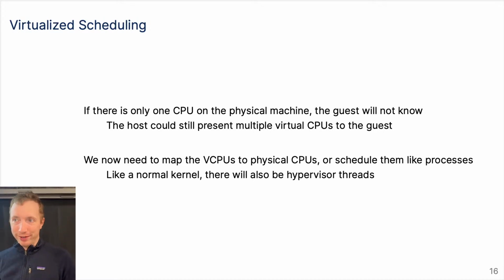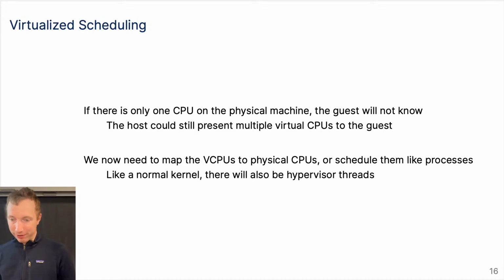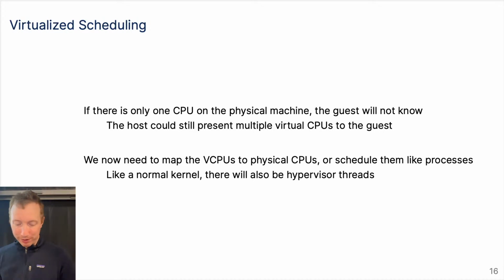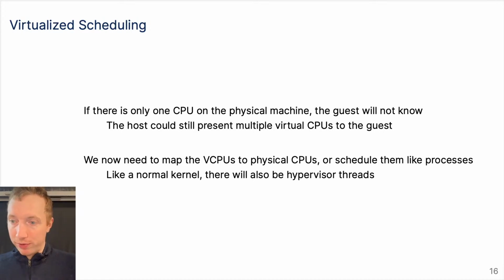We have to schedule these things. So it's the same problem as with processes. If there's only one CPU on the physical machine, the guest doesn't need to know it. You could just lie to the guest and tell it, hey, you have 26 cores, 26 CPUs. Go ahead, do whatever you want with it. So the host could still present multiple CPUs for the guest, and you're just going to have to manage that yourself.